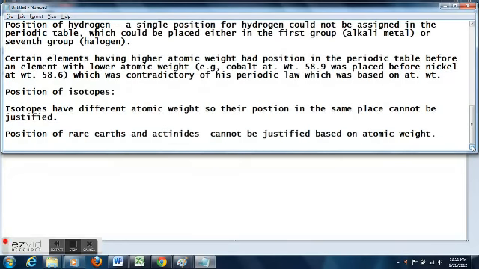Then position of rare earth elements and actinides cannot be justified based on atomic weight. I will discuss later about rare earth and actinides when I discuss further on periodic table. So leaving these few shortcomings, it was one of the greatest discoveries of science.